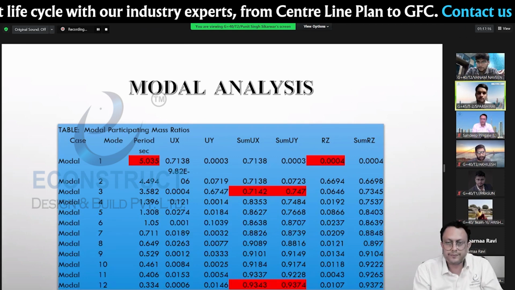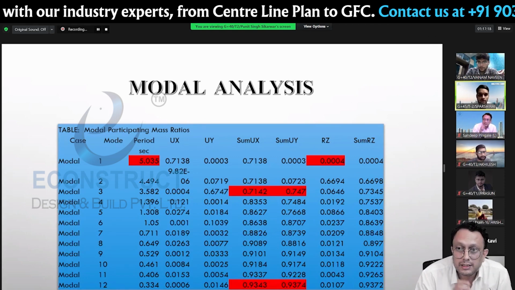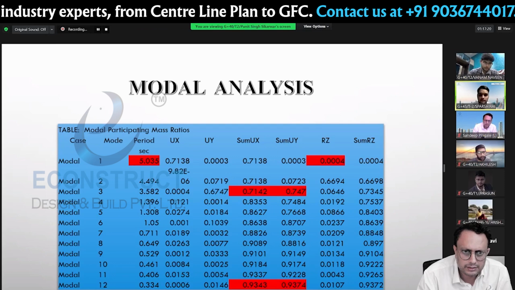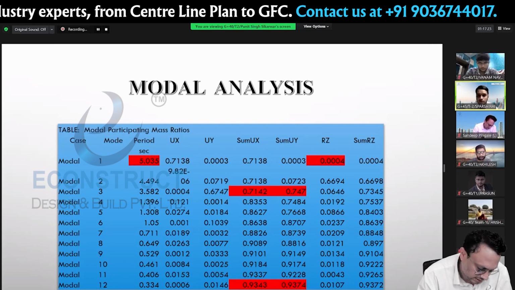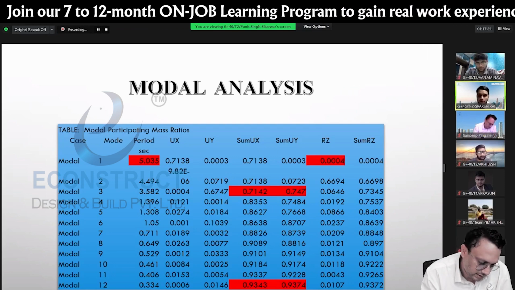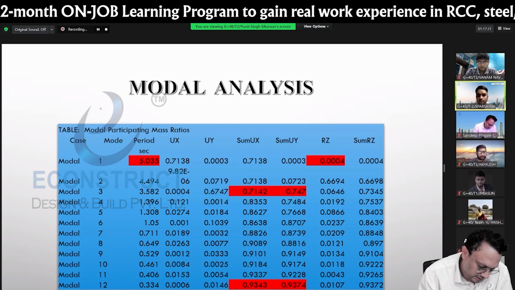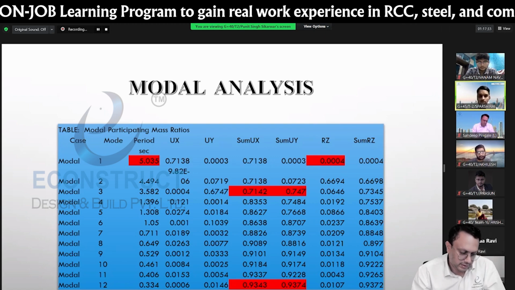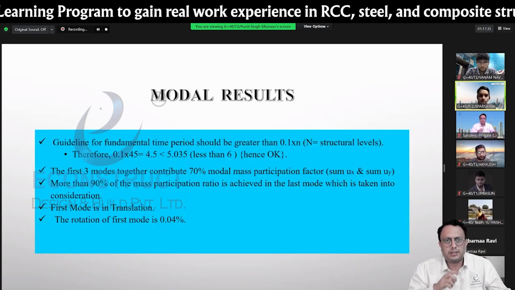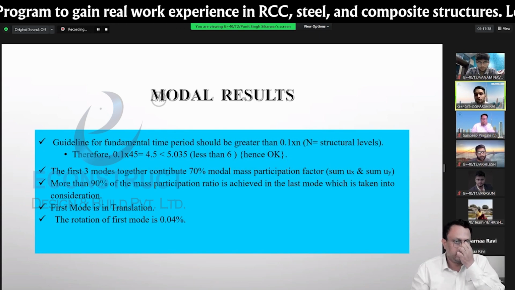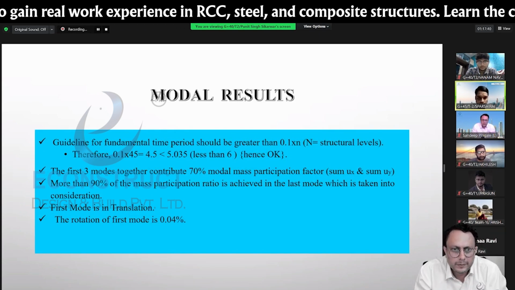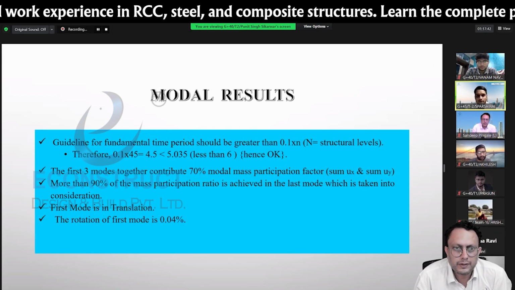Good evening, sir. Moving on to the modal analysis of Tower 1, we got a time period of 5 seconds and rotation is 0%. The participation of the third mode is more than 70%, and in the last mode, the 12th mode, we are getting participation of more than 90%. Next slide, please.